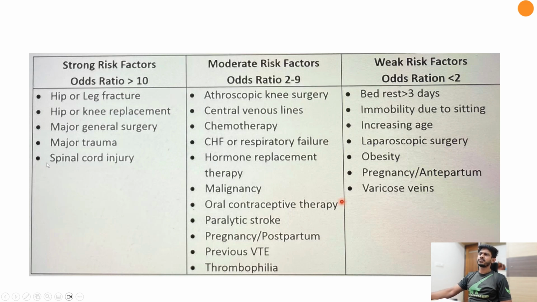As you can see, an arthroscopic knee surgery falls under a moderate risk category. And these are all the weak risk factors.